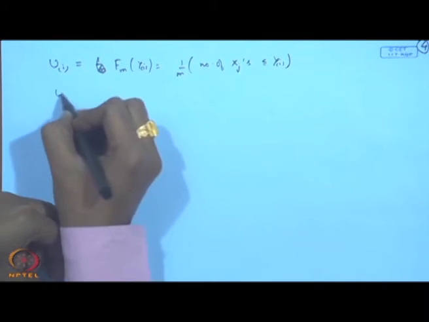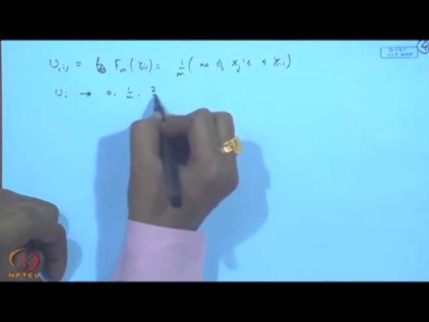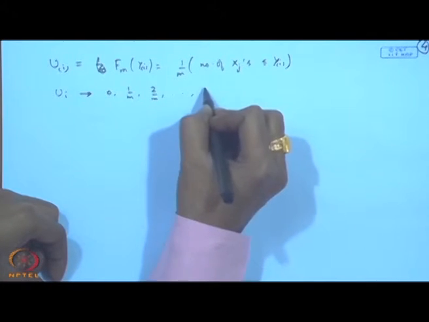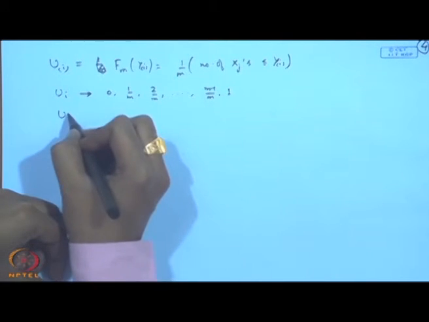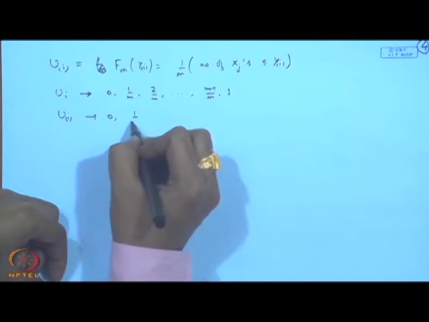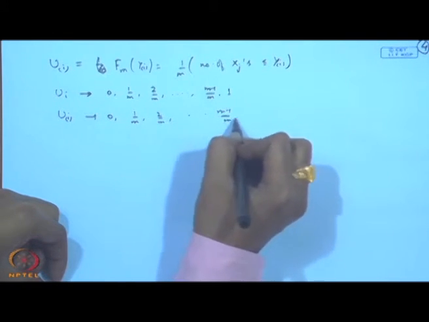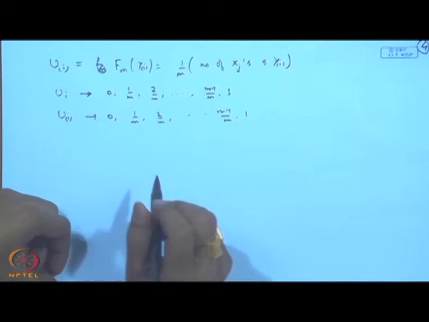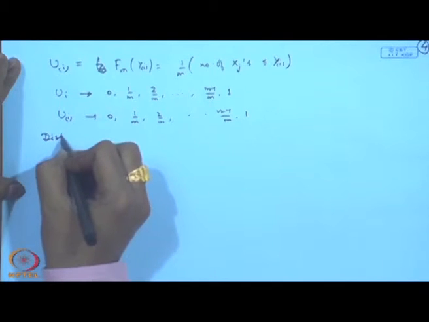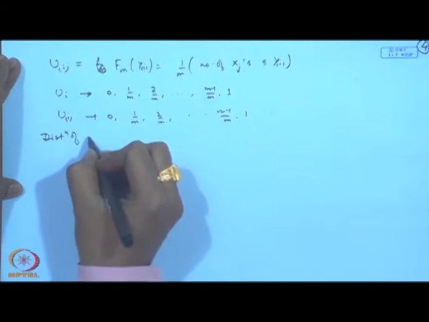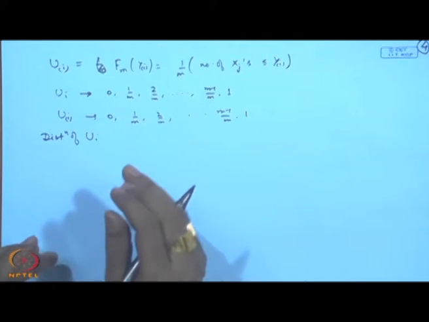So, u_i can take values 0, 1 by m, 2 by m and so on up to m minus 1 by m, 1, and similarly u_(i) can take values 0, 1 by m, 2 by m and so on, m minus 1 by m, 1, etcetera. What is the distribution of u_i? Let us look at this distribution of u_i. Okay, first of all, what is the difficulty?